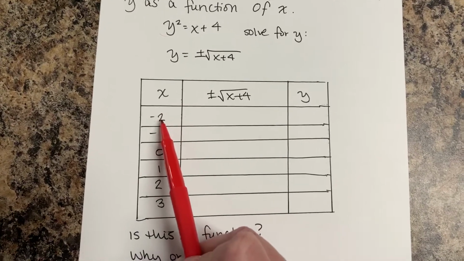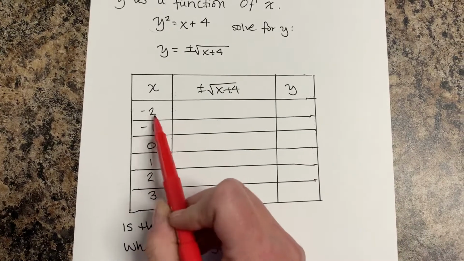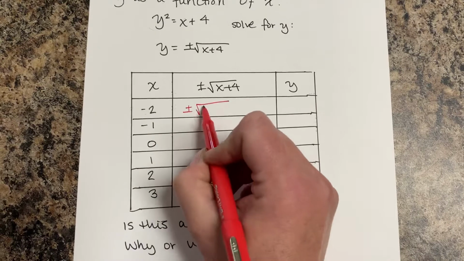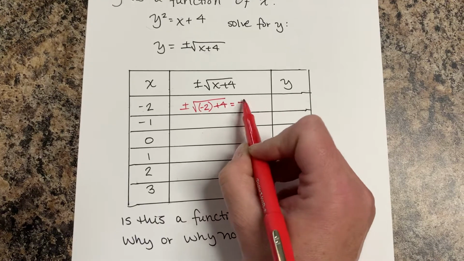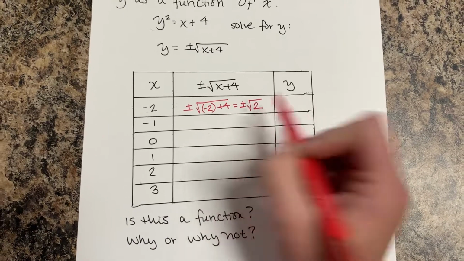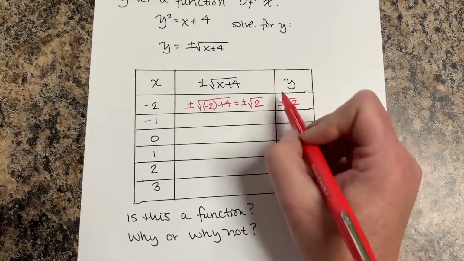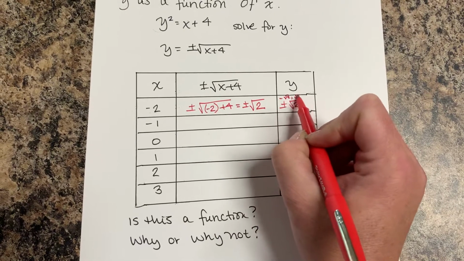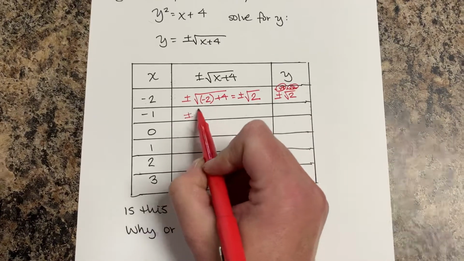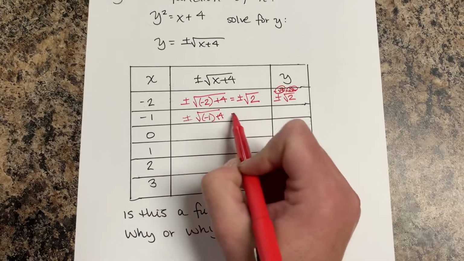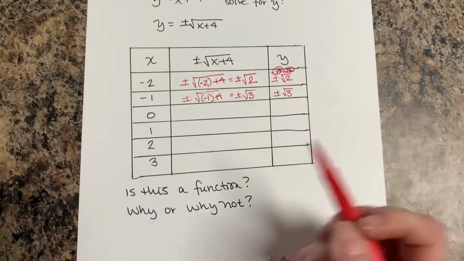This is our input. We're going to plug it into our function, and this is going to be our output, right? So negative 2, so plus or minus the square root of negative 2 plus 4, which is plus or minus the square root of 2. Can't simplify that any further, so that is your output. It is also negative square root of 2 and square root of 2. So there are two values here, okay? So for negative 1, plus or minus the square root of negative 1 plus 4, plus or minus the square root of 3. So that is our output.